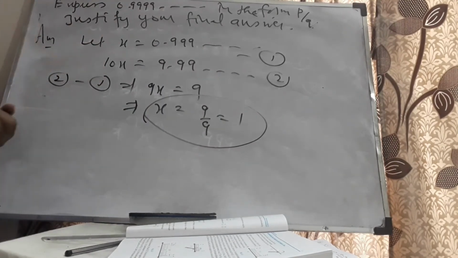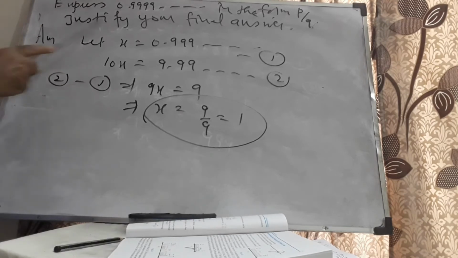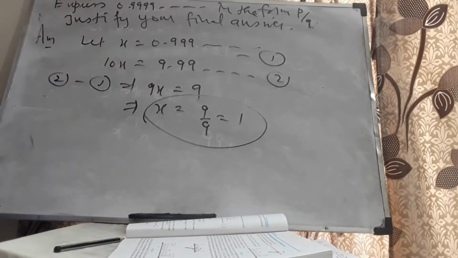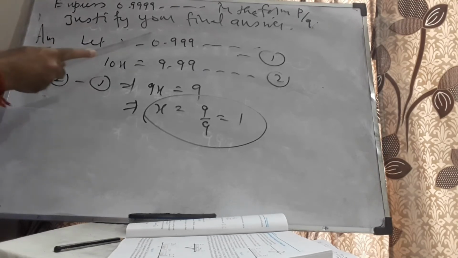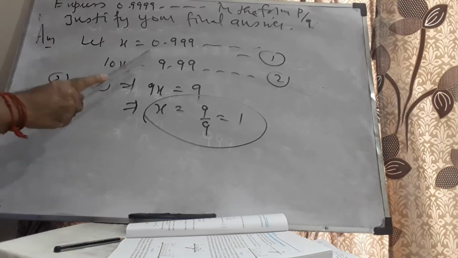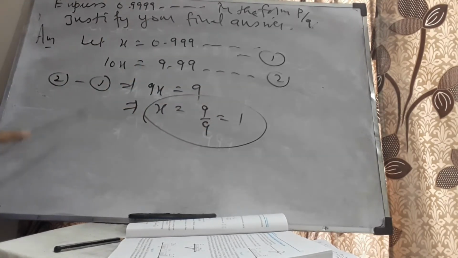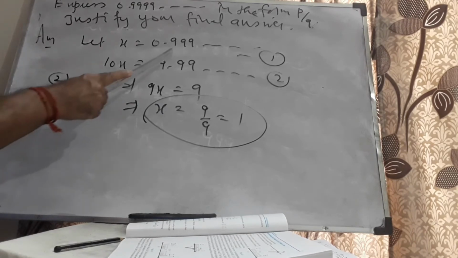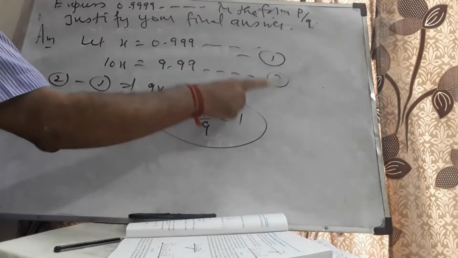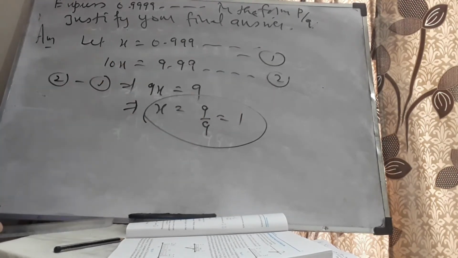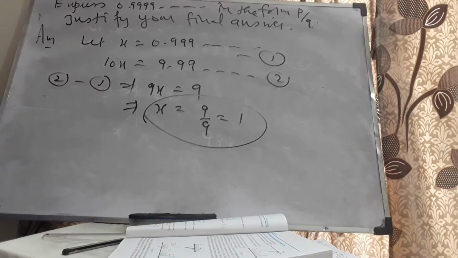You may wonder why it is so. That is the reason why I have added one additional question here. Justify your final answer. Let me repeat. x is 0.9999 etc. up to infinity. 10x is 9.999 up to infinity. Name them as equations 1 and 2. Subtract equation 1 from equation 2. 10x minus x is 9x. Here the decimal part gets cancelled because it goes up to infinity. 9 minus 0 is 9. x becomes 1.